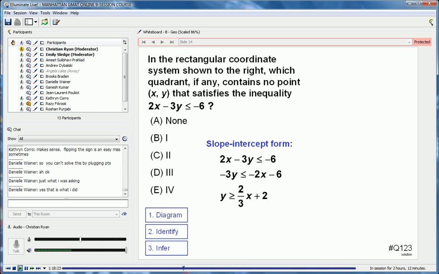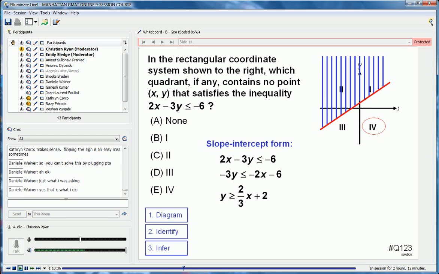the slope-intercept form, be ready to do this math, isolating y, and don't forget, when you divide an inequality by a negative number to isolate this y, you flip around the inequality sign. And then y is greater than that red line as shown here, and so quadrant 4 has no shaded point.